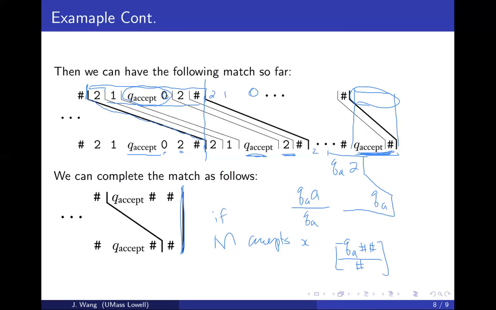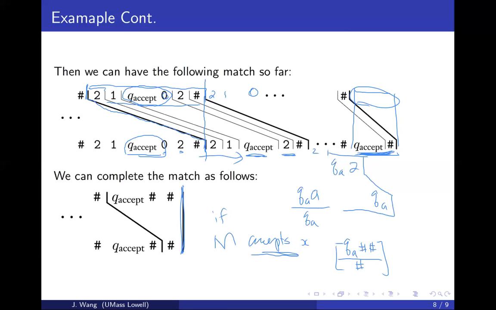Now, if M doesn't accept X, it will either keep on doing, because it may not even halt. So that means Q accept is not reached. Then of course you always keep on doing, so you don't have a match. It's only a partial match. You just keep on doing it.